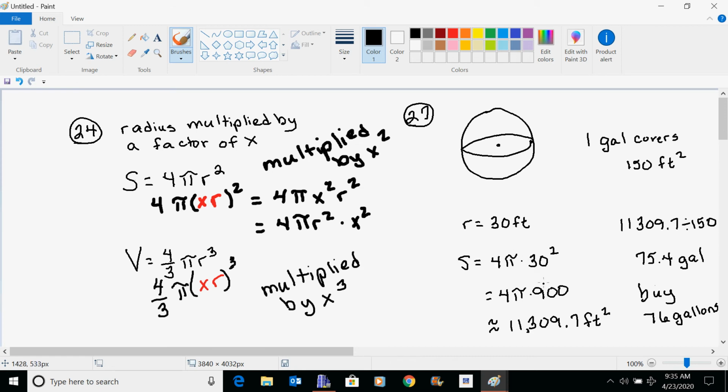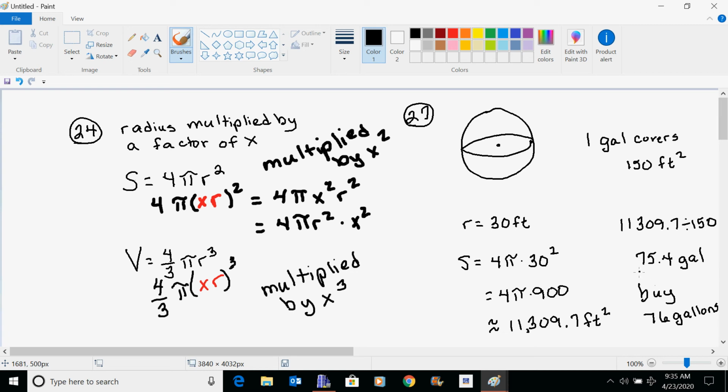So you'd plug in your numbers. You'd use a calculator to do 4 times pi times 900. When you did that, you'd have an answer. That would tell you how many square feet is in the surface area. But then you'd have to use this idea that they tell you that 1 gallon will cover 150 square feet. So that means you'd have to divide the number you got by 150, because each gallon is going to cover the 150. It gives us 75.4 gallons, and I believe that that's the answer that they put in the back of the book.